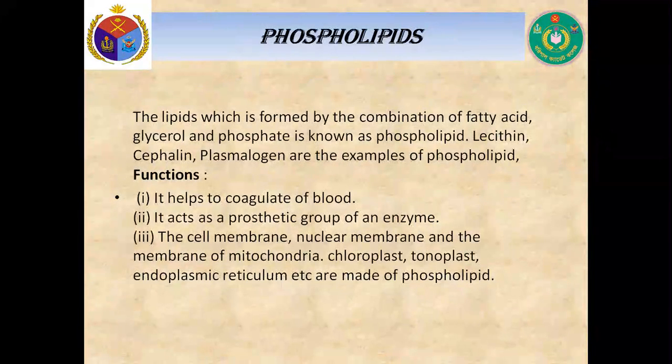Now, phospholipid. The lipid which is formed by the combination of fatty acid, glycerol, and phosphates is known as phospholipid. Lecithin, cephalin, and plasmalogen are examples of phospholipid. Now, its function. It helps to coagulate blood. It acts as a prosthetic group of an enzyme. The cell membrane, nuclear membrane, and the membranes of mitochondria, chloroplast, endoplasmic reticulum, etc., are made of phospholipid.